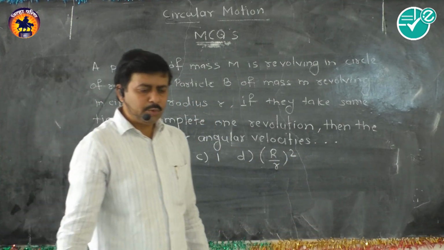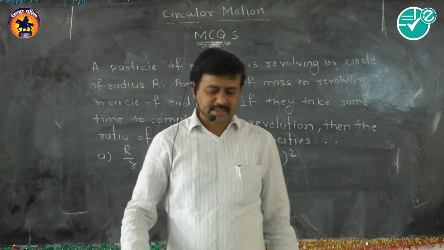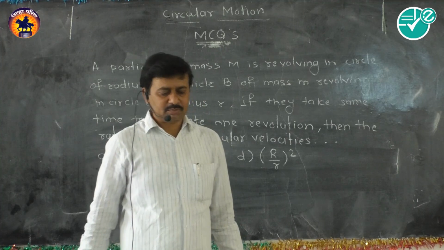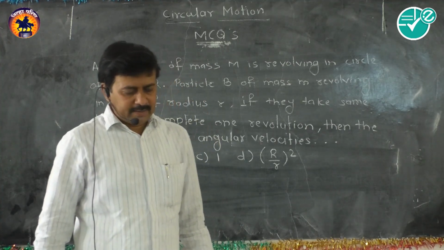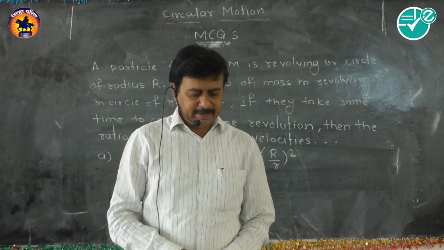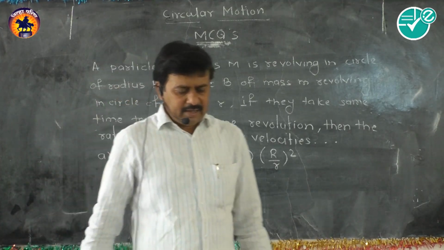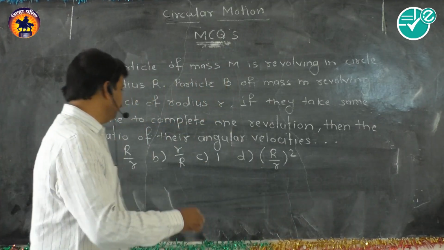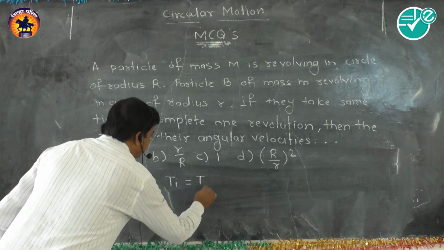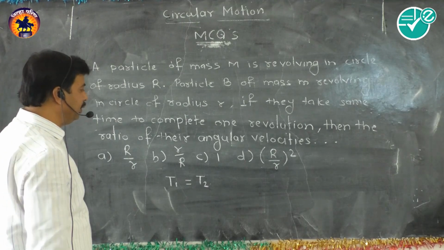So here two different particles are provided to us. One is having mass capital M and radius capital R, while the other particle B is having mass small m and radius small r. And the ratio of their angular velocities is to be compared. And here their periodic time is the same, that is provided to us. If T1 is the periodic time of particle A and T2 is the periodic time of particle B, then T1 will be equal to T2.